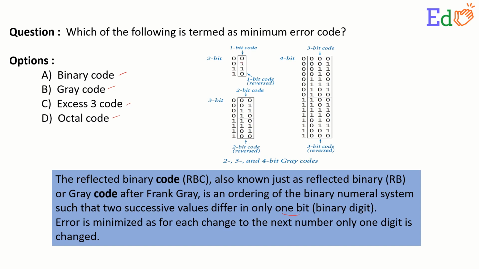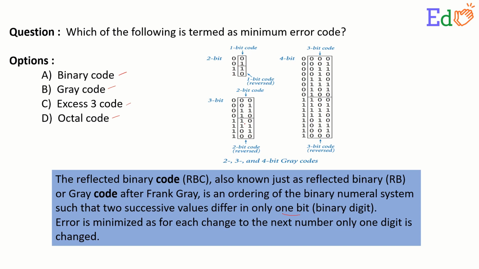For 2-bit it is 00, 01, 11, 10. So at each step there is only a change in one digit. For the first step the 0 changes to 1. Then for the next step this 0 changes to 1. And then for the next step this 1 changes to 0. So changes are one step and one bit at a time.